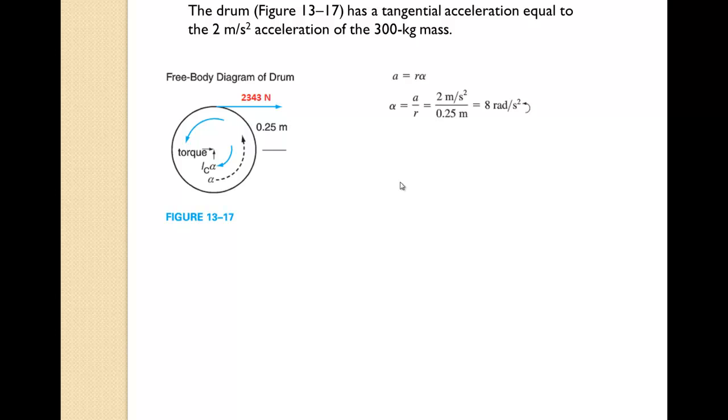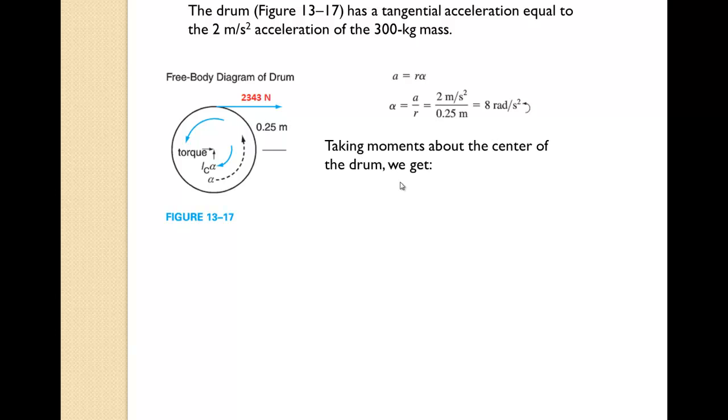relationship that we have, which is the tangential acceleration equals the radius times the angular acceleration. What we need to find out here is what the angular acceleration is. So we go ahead and rearrange the equation so we have the tangential acceleration divided by the radius, which is 2 divided by 0.25, or it gives us an angular acceleration of 8 radians per second squared.